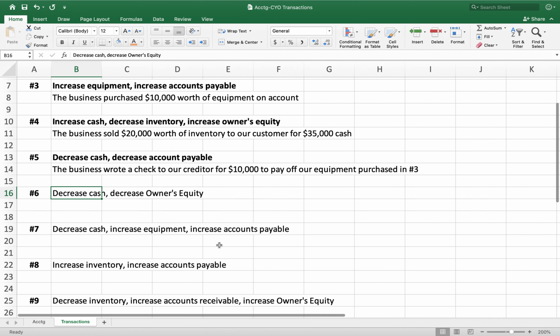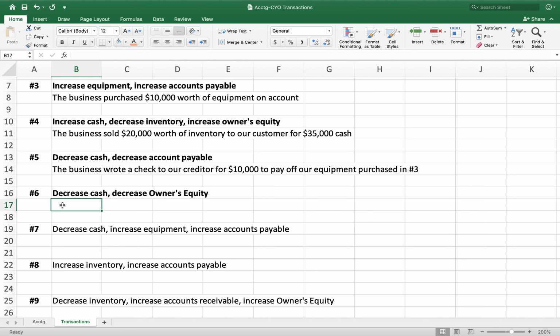Decrease cash, decrease owner's equity. One very easy way to do that is to pay an expense, right? Expenses are always minus 0 minus. Paid the monthly rent of $2,000 by check.